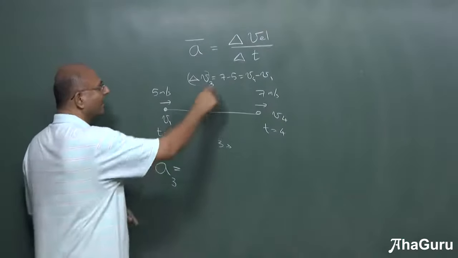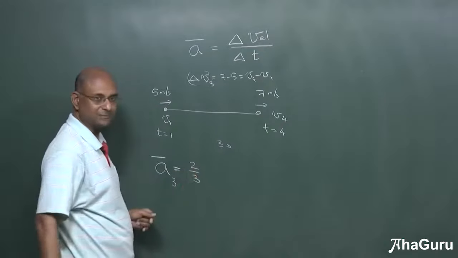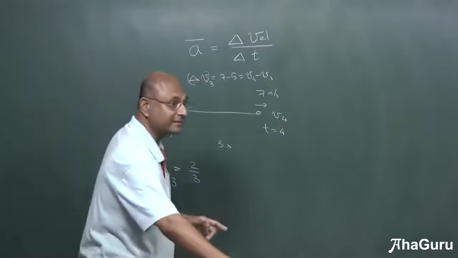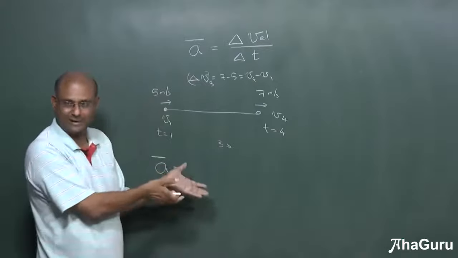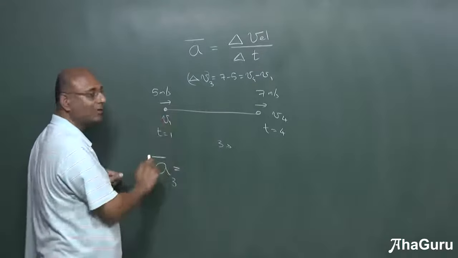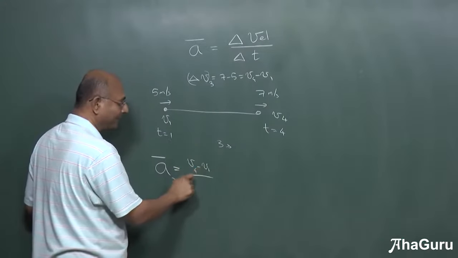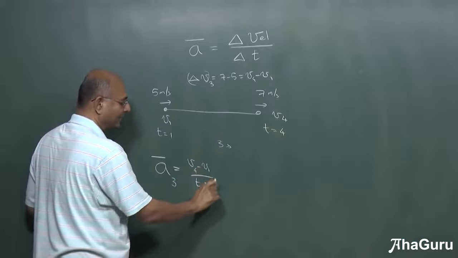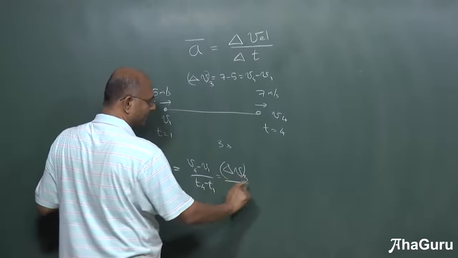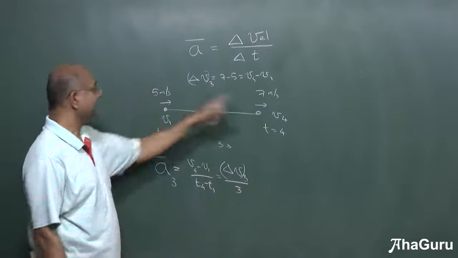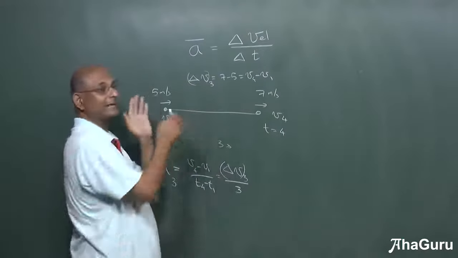0.6. I know, but you can write the answer as 2 by 3 meters per second square. But actually what I'm interested in is the formulation. I'm not interested in writing 2 by 3. I know the answer is 2 by 3. I'm just using numbers. What is it? It is V4 minus V1 by T4 minus T1. Or we will write delta V by 3. Is this the instantaneous acceleration or average acceleration? Average. If you want a better way to calculate the acceleration, what should you do?